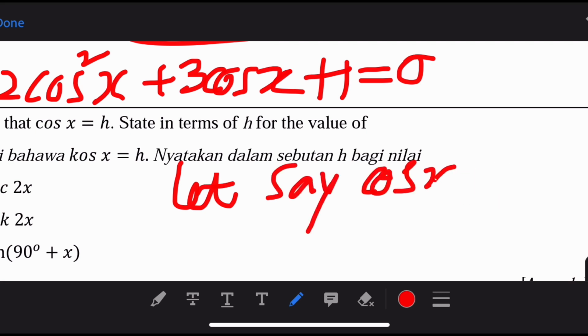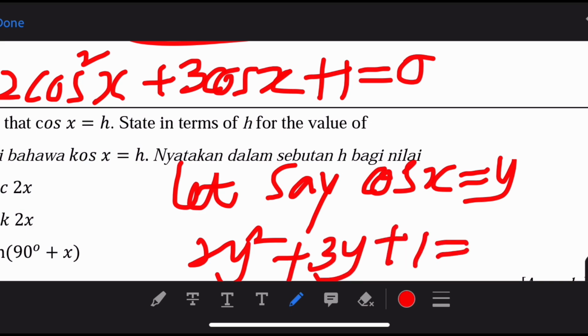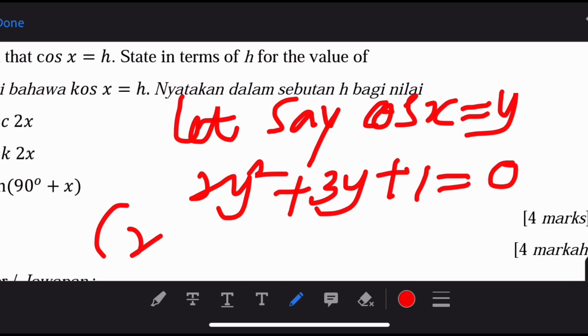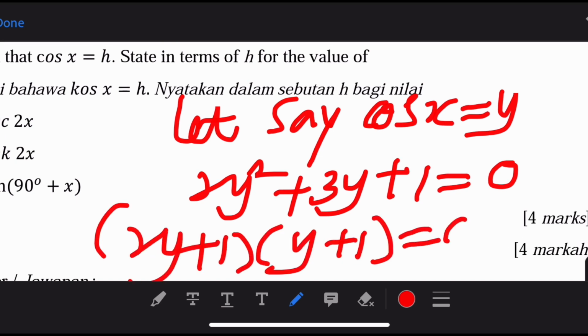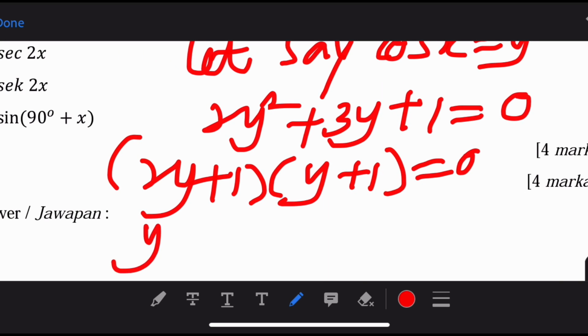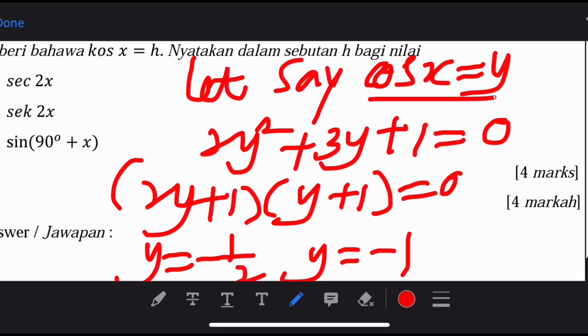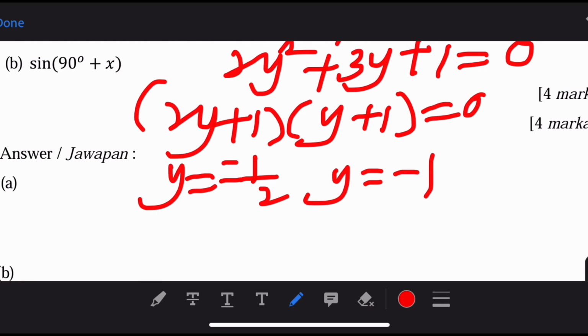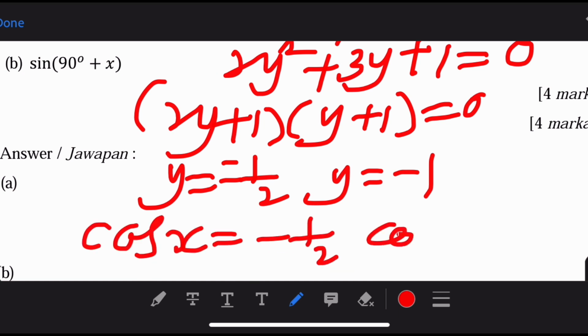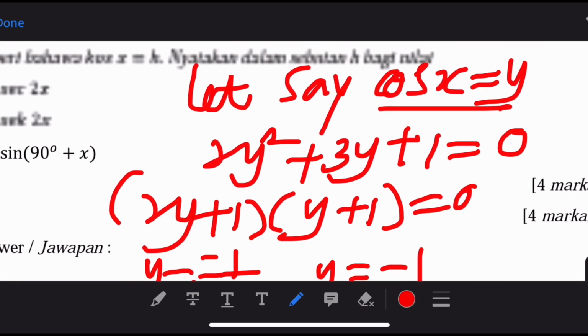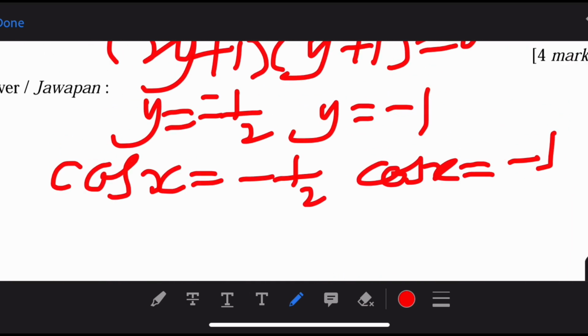Or you can let cos x equal to 1 unknown, y, because it looks very complicated if it is in cos x. So actually cos x is 1 unknown. So you can write 2y squared plus 3y plus 1 equal to 0, and then you factorize the quadratic equation in terms of y. So you have y equal to negative half and y equal to negative 1, and you can write fast in this way. And finally, don't forget to call back your cos x to represent y.